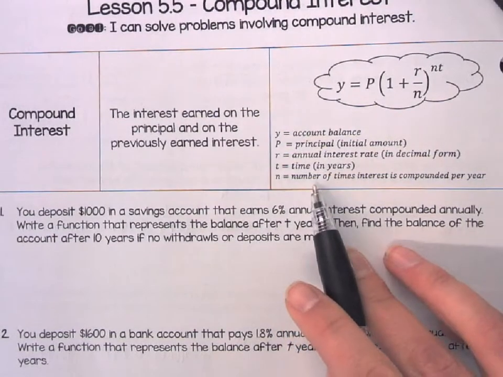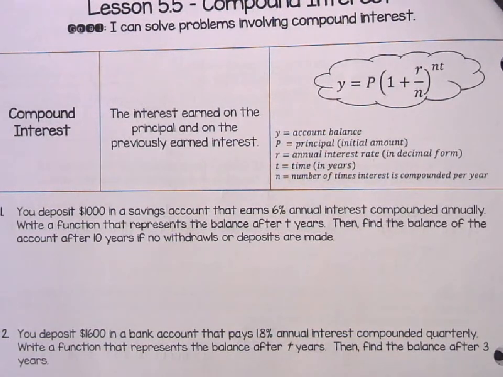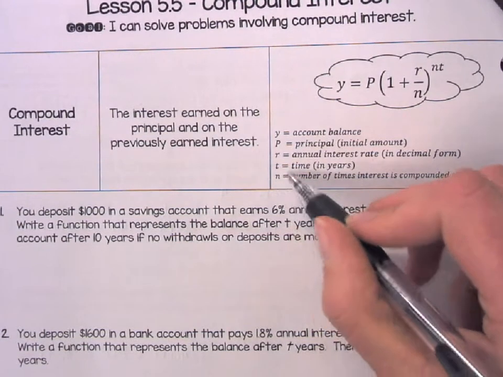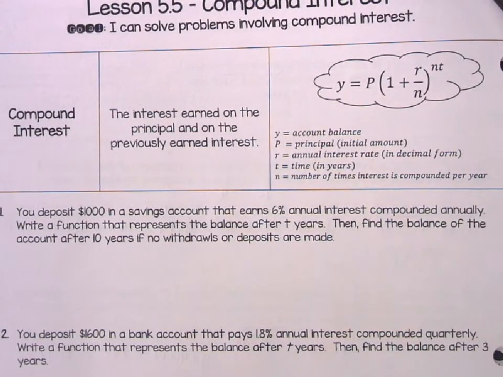n is the number of times the interest is compounded per year. When the bank goes in to compound the interest, they could do it once a year, in which case your n value would equal 1. They can do it semi-annually, which means twice a year. They could do it quarterly, which is 4 times a year, or monthly, which is 12 times a year. That's what's going to determine your n value. What's happening is they're taking the rate for the whole year and dividing it between however many times they're going to apply it.